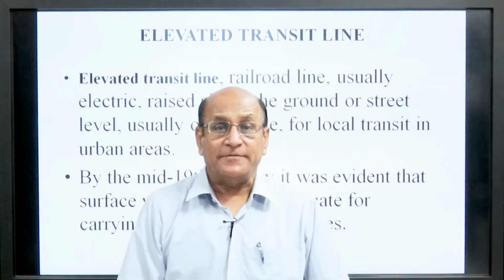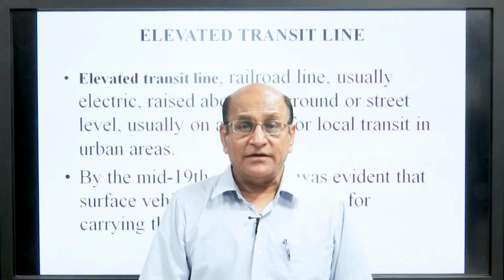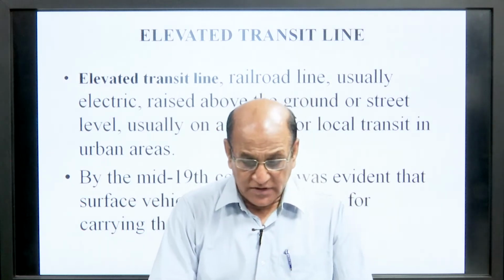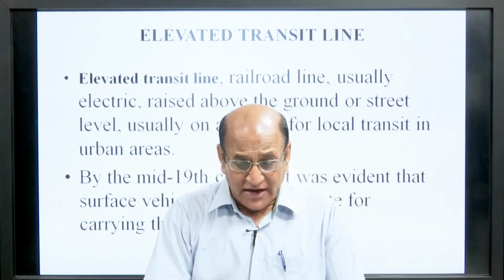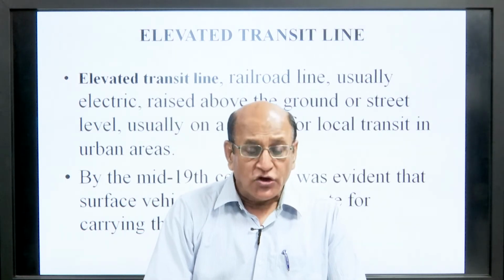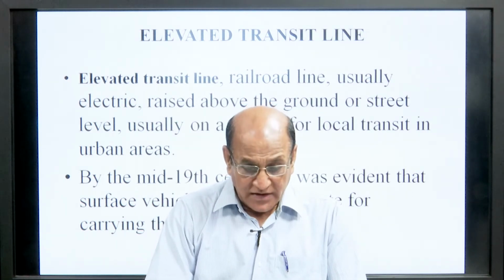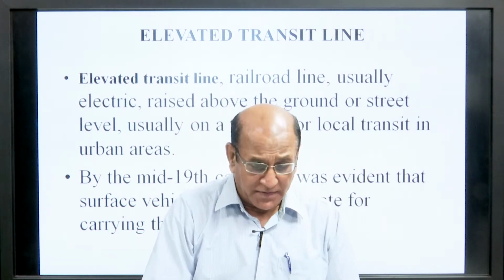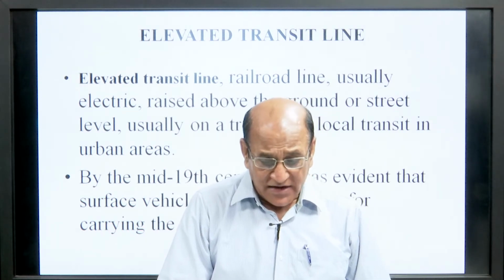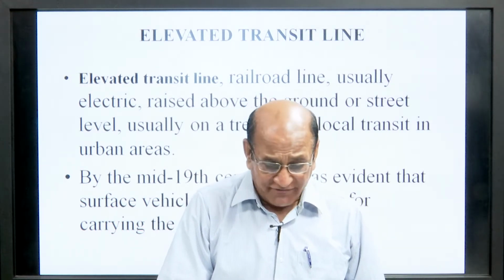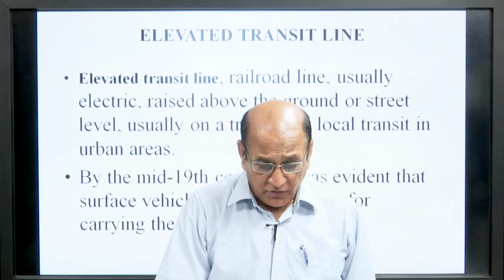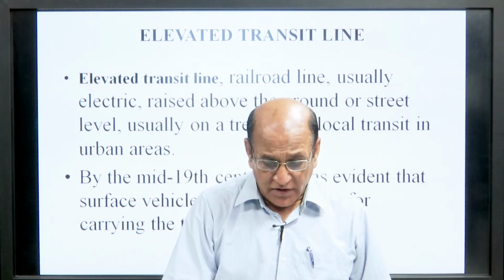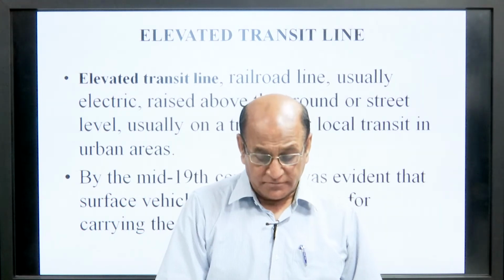Elevated transit line: a railroad line, usually electric, raised above the ground or street level, usually on a trial for local transit in urban mass. By the mid 19th century, it was evident that surface vehicles were inadequate for carrying the traffic of a large city.